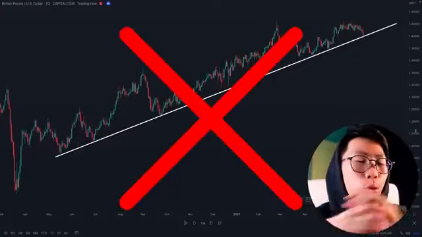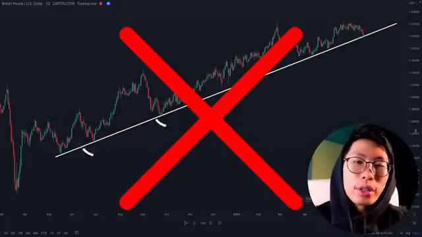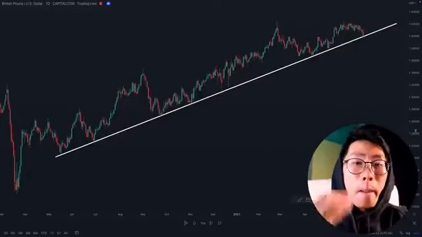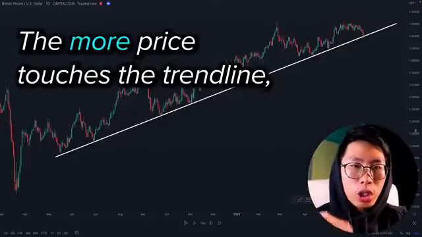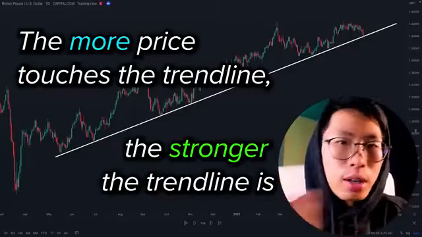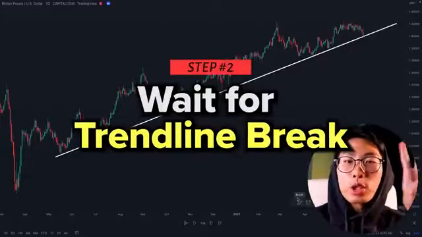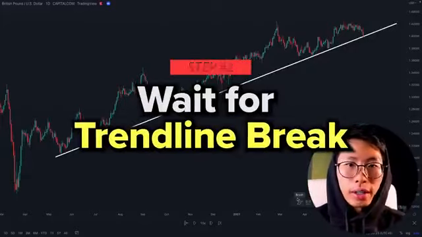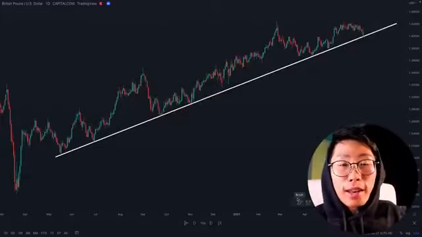It is not enough to draw a trend line if price has only touched it 2 times. Remember, the more times the price touches the trend line, the stronger it is. It's just like your support and resistance. So the second step is to wait for your trend line break. Remember, this is the magical trend line break strategy.